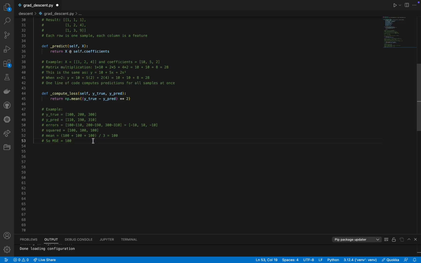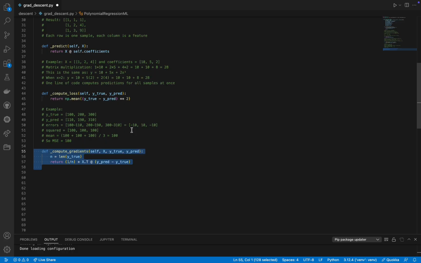Why do we square the errors instead of just taking absolute values? There are 3 good reasons. First, squaring makes negative errors positive, so they don't cancel out the positive errors. Second, squaring penalizes larger errors more heavily. An error of 10 becomes 100, but an error of 20 becomes 400, so big mistakes hurt your loss a lot more. And third, squaring makes the math work out nicely for calculus. So the derivative of a squared function is smooth and easy to compute, which is exactly what we need for gradient descent.